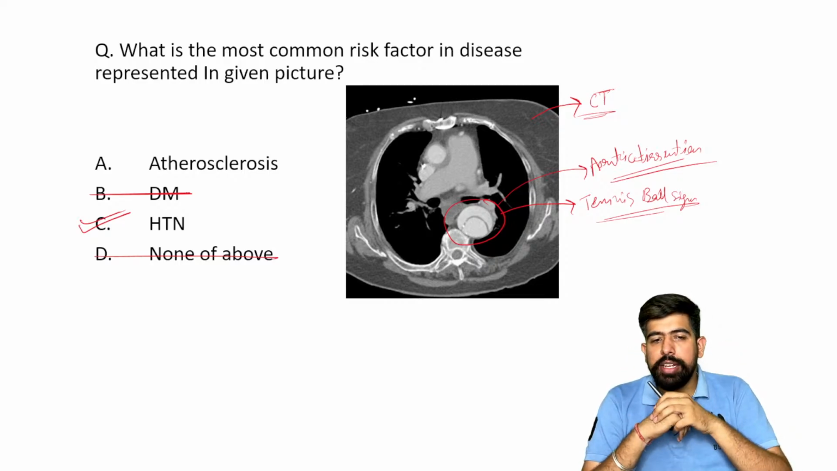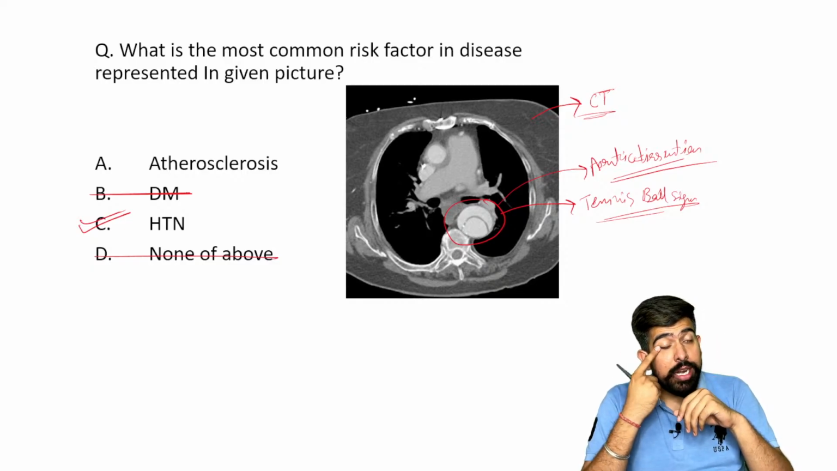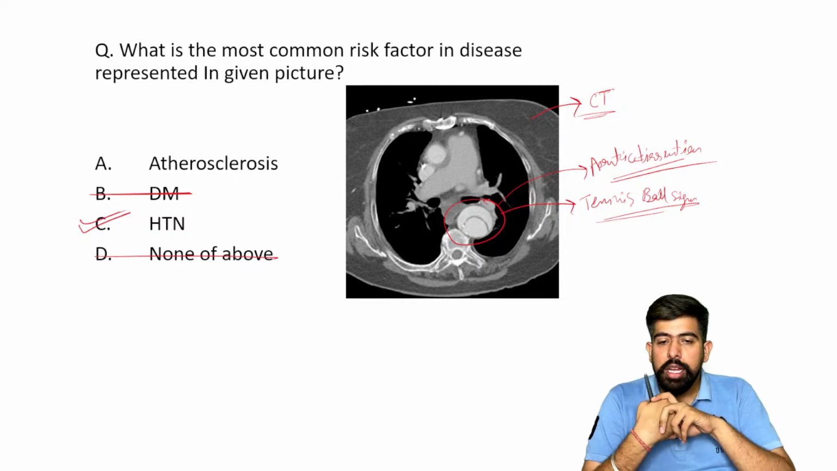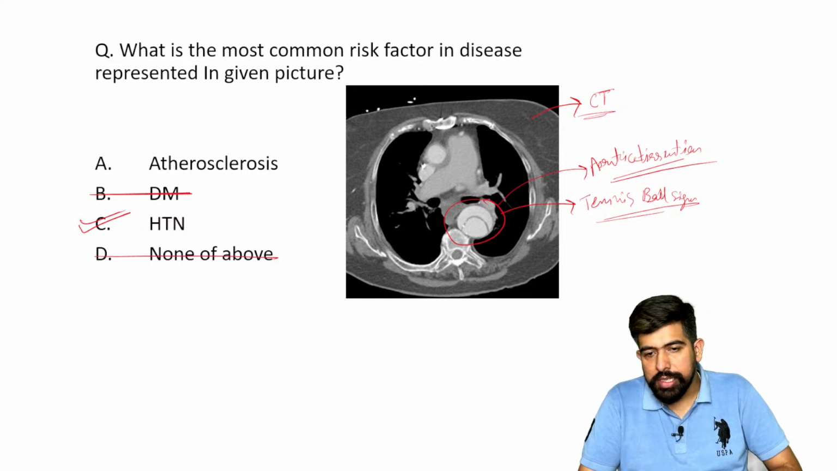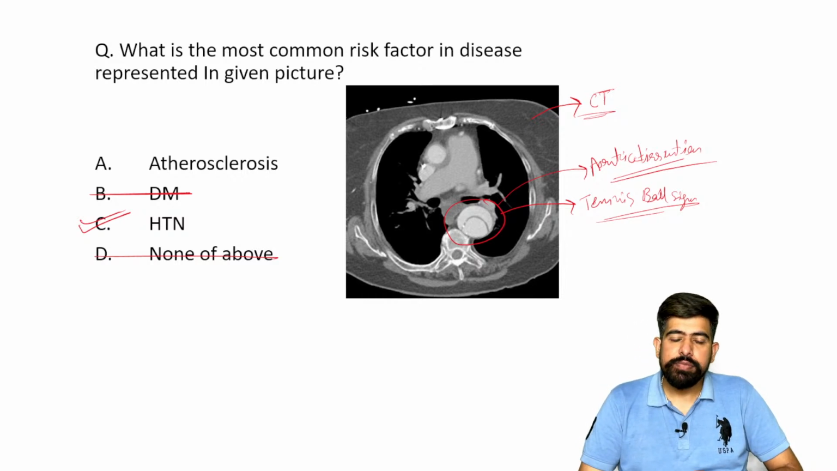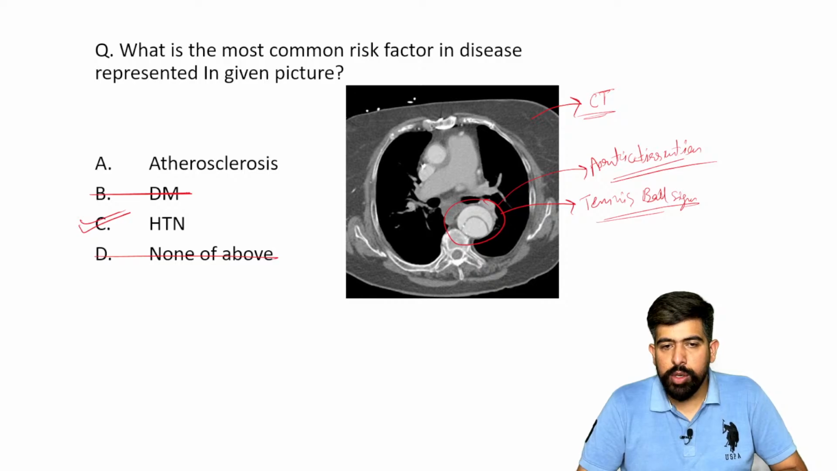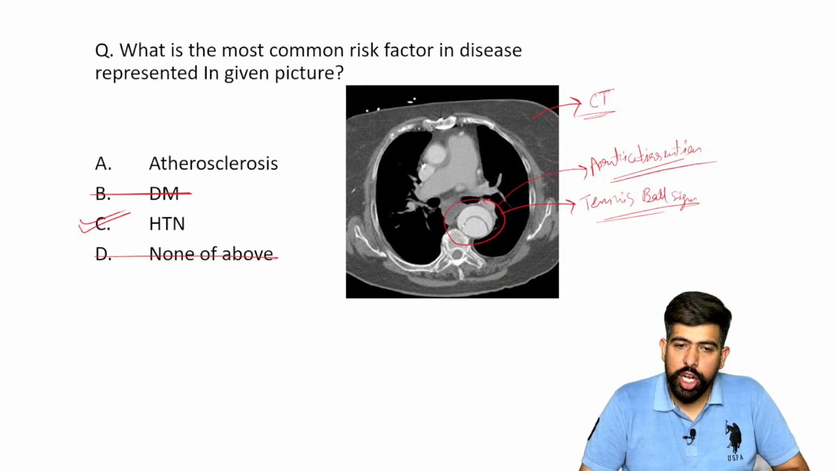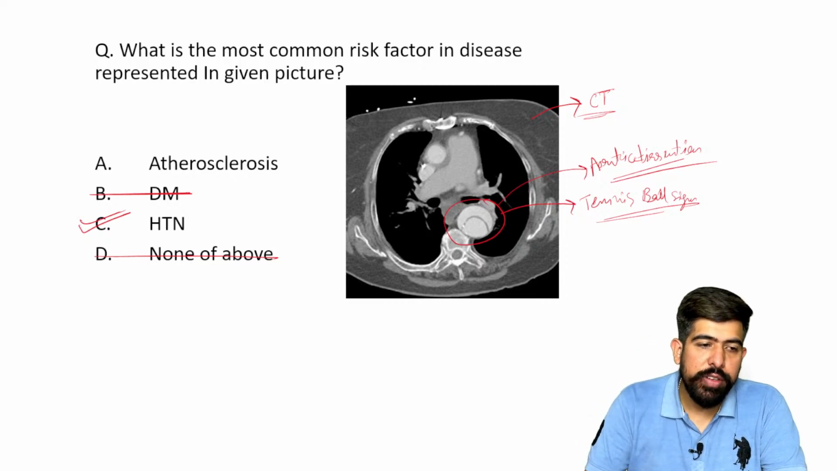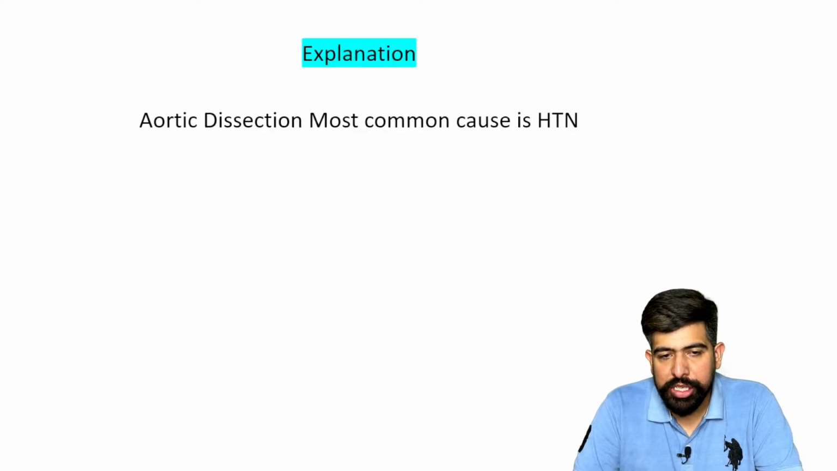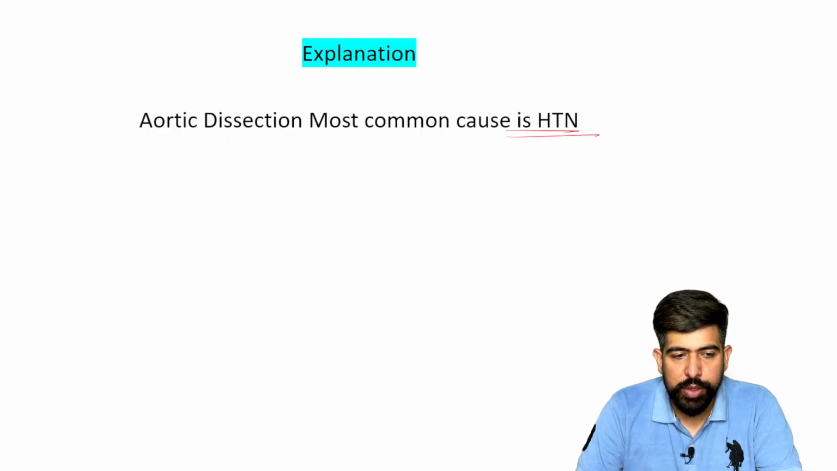But is that what is happening in the aorta? Atherosclerosis affects the smaller arteries, right? Like if I'm talking about coronary artery disease, of course the answer should be atherosclerosis. Now, please understand this part. The most common risk factor of aortic dissection should be hypertension only, right? It is seen in hypertensive patients. So the most common is hypertension, okay?